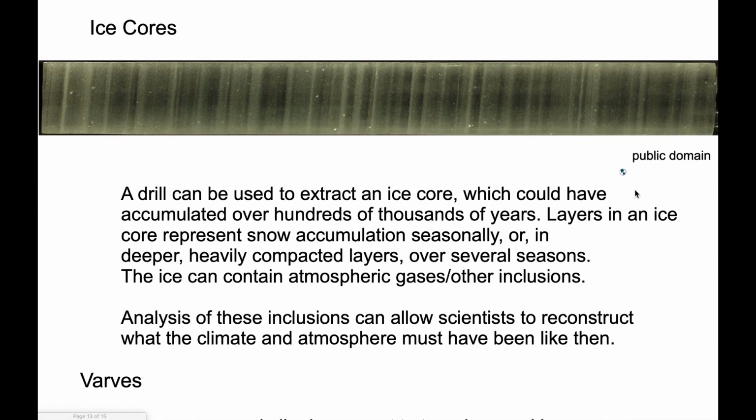Something similar can be done with ice cores. So you can use a drill to extract an ice core, which could have accumulated over hundreds or even thousands of years. Different layers in an ice core represent snow accumulation seasonally, or if you have really deep compacted layers over several seasons. But again, this is the act of counting back in time to determine an absolute age when something happened.